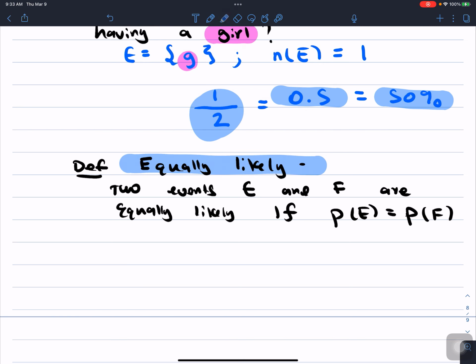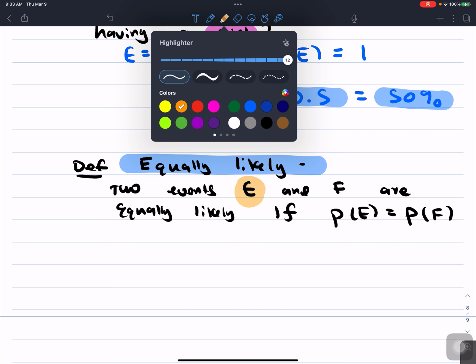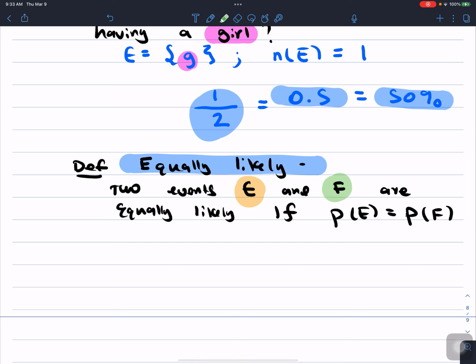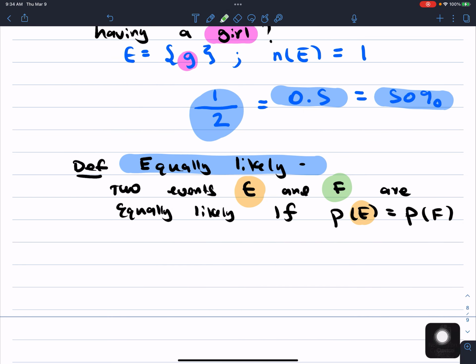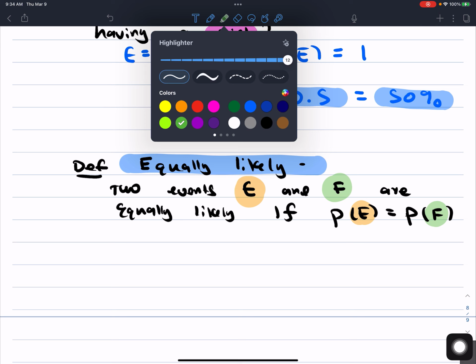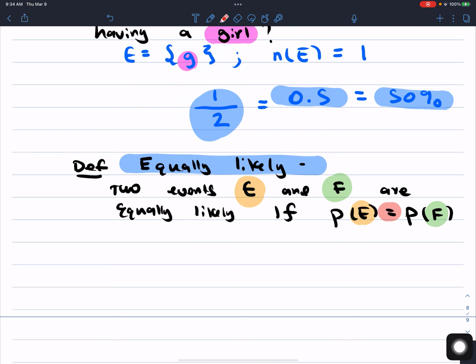Two events. What are the events? E, what else? F, okay. So E and F are equally likely when the probability values are the same. There's an equal sign.